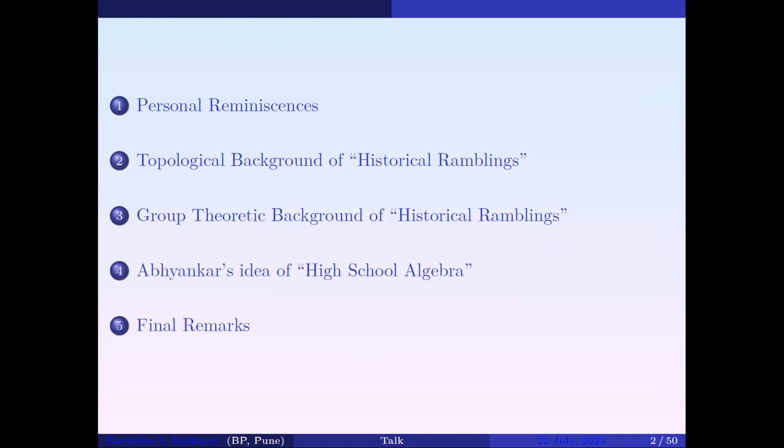Yeah, so I should start with some particular reminiscences. Then I'm talking on this famous paper, Historical Ramblings in Algebra. This paper was published in the American Mathematical Monthly. And it kind of gives a review of his work until 1970 or 76, I think. And the way he thinks.